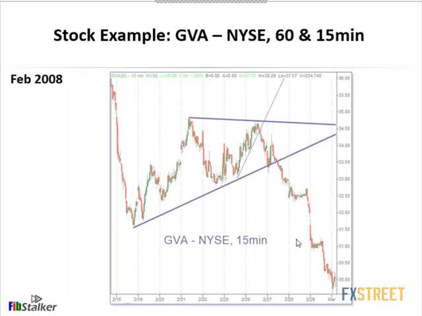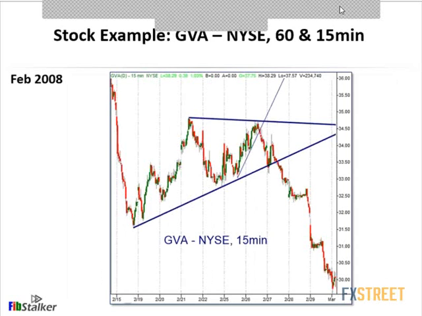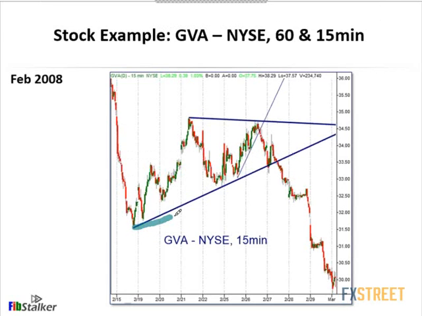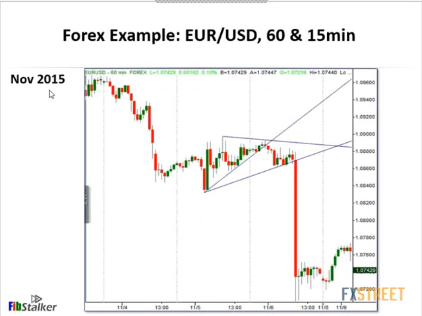Now, when we look at the 15 minutes, you can do other things as well. This is the consolidation in the 60 minutes, but then once you are here, you can start observing that there are aggressive lines that you can trace also on the smaller time frame, and that's just for your thought. Let's look at an example on the 60 minutes and 15 minutes for euro dollar, very recent, November 2015.